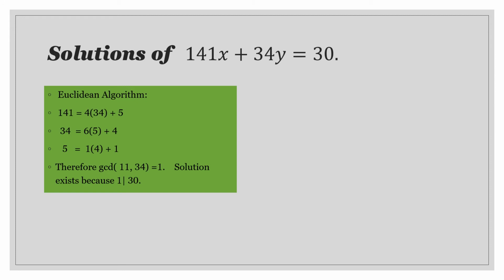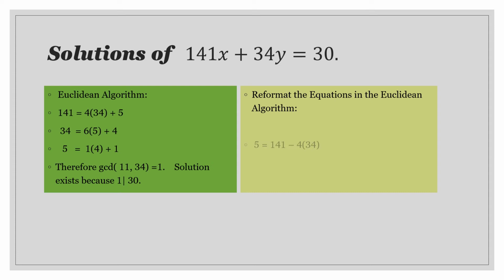So now I have to reframe this Euclidean algorithm. In order to reframe the equations I got in this algorithm, from the first equation I know that 5 is 141 minus 4 times 34.